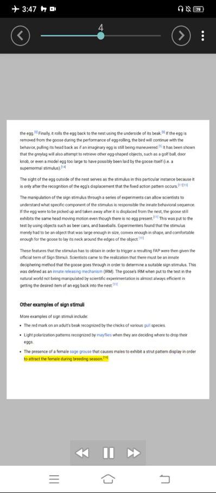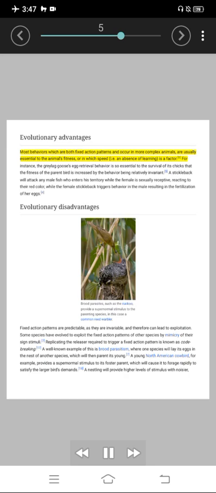Evolutionary advantages. Most behaviors which are both fixed action patterns and occur in more complex animals are usually essential to the animal's fitness, or in which speed, i.e. an absence of learning, is a factor. For instance, the greylag goose's egg retrieval behavior is so essential to the survival of its chicks that the fitness of the parent bird is increased by the behavior being relatively invariant.